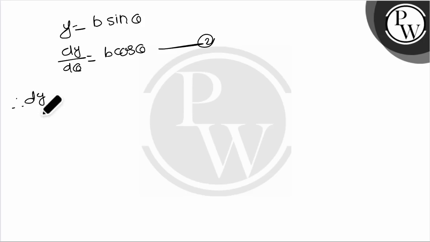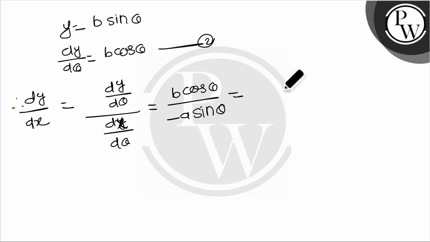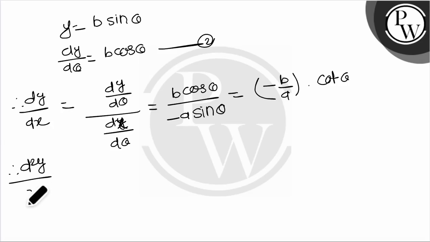Then guys, what is the value of dy by dx? Dy by dx is nothing but the dy by d theta whole divided by dx by d theta. Okay, so if we substitute the values, you will get the answer, that is b cos theta upon minus a sin theta. Okay, so your final answer will be minus b by a into cot theta. Okay, that is the value of dy over dx, but we want d2y by dx square.